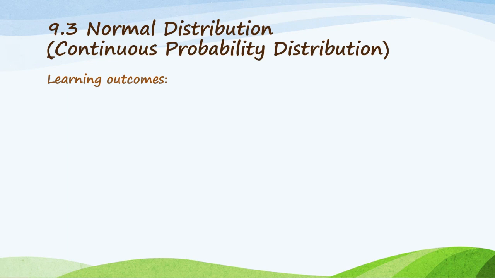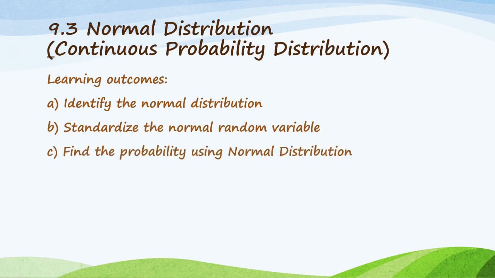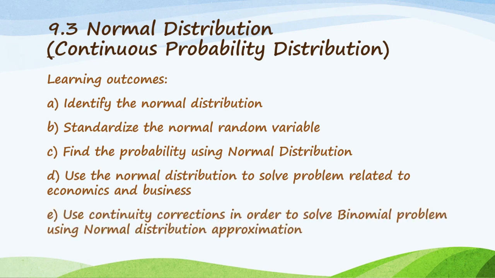So the learning outcomes: students should know how to identify the normal distribution, and how to standardize the normal random variable. Then find the probability by using the normal distribution, use the normal distribution to solve problems related to economics and business, and also use the continuity correction in order to solve binomial problems using the normal distribution approximation.